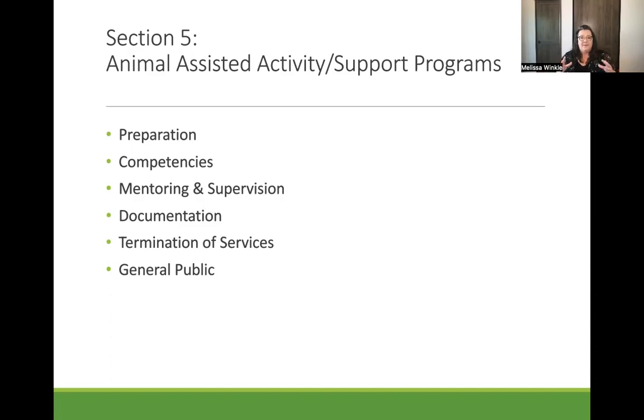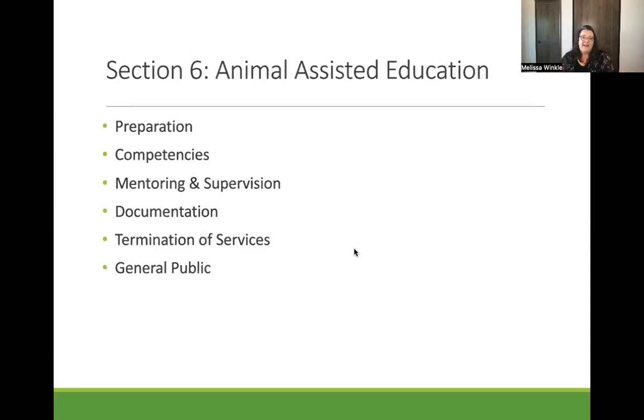And so we want to be able to offer guidance for different components, whether it's animal-assisted activity or support programs versus animal-assisted education. And so again, in animal-assisted education, you see the same subcategories, but with slightly different content for the role that this team would provide.